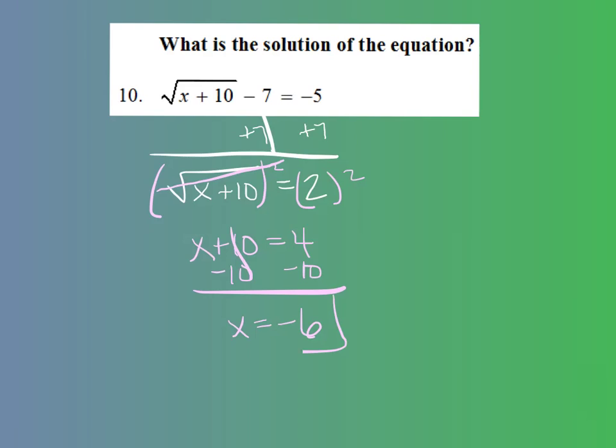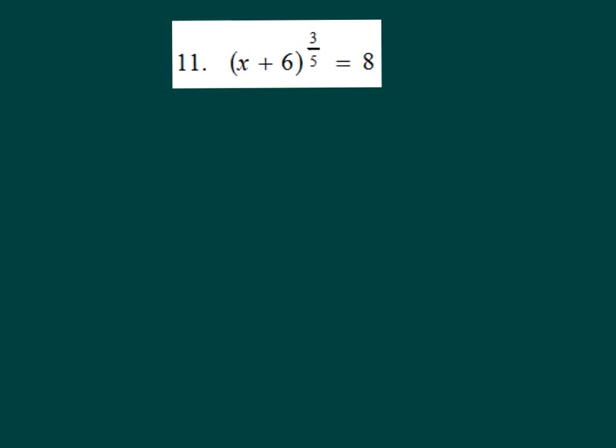This next problem is really similar, except for the fact that rather than having a radical, we have this fractional exponent. So we're going to follow the same sort of procedure. We need to isolate that thing before we can get going. And looking at this problem, it is already isolated. I have just my set of parentheses with that exponent. There's nothing else on my left side.